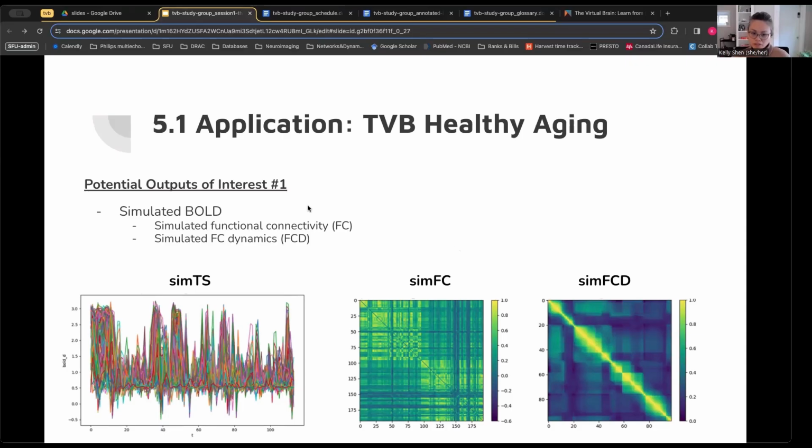Once you've simulated your data and you've optimized your parameters, then for each individual, you have your best model. What do you do with it, right? I think for most of us, the obvious thing is to inspect your simulations. You can inspect your FC, you can inspect functional connectivity dynamics, right? By inspection, I mean you can look at them, but you can also ask whether they have the same features as in your empirical data or the features you expect.